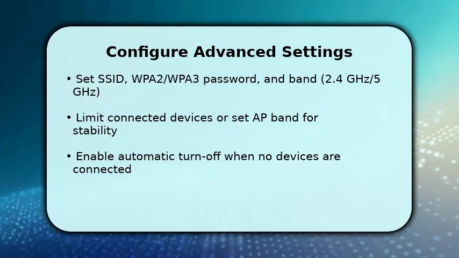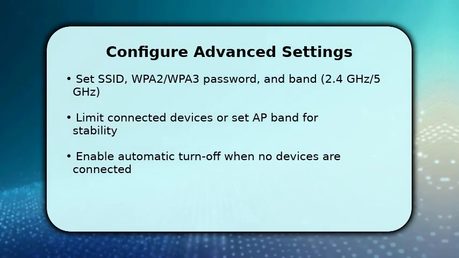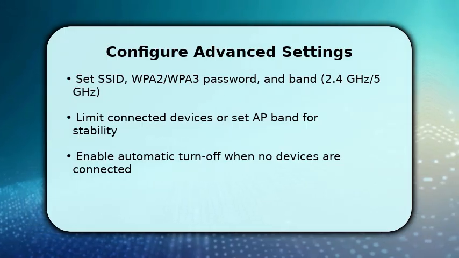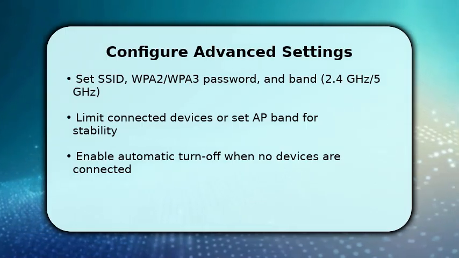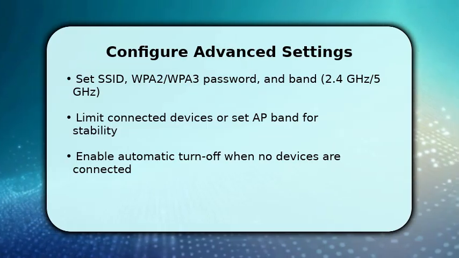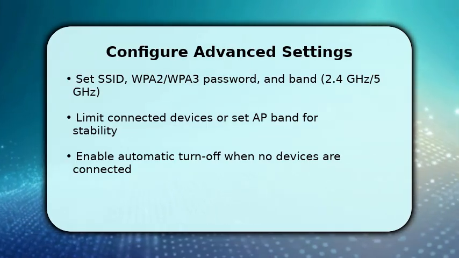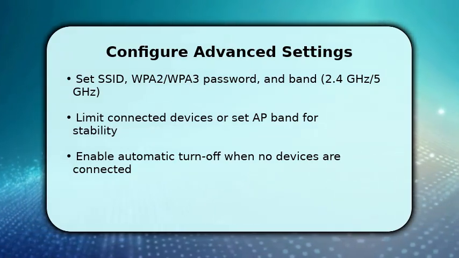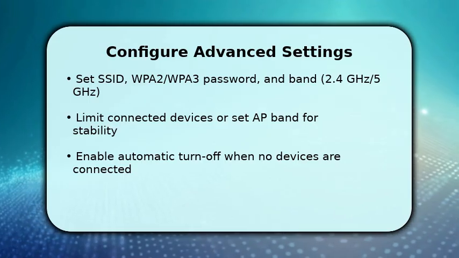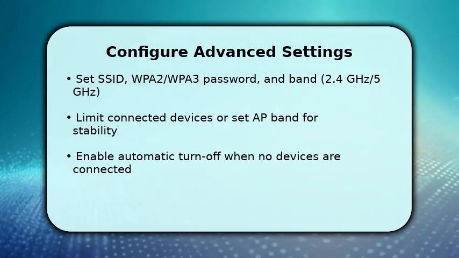Tap Set up Wi-Fi hotspot to name the SSID, choose WPA2/WPA3 security, and enter a strong password. This prevents unauthorized use. Then pick 4 GHz for range or 5 GHz for speed, and optionally limit the number of devices to reduce congestion.